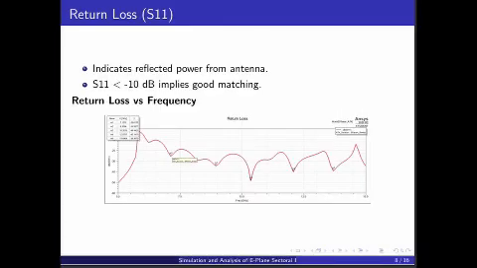The second one is return loss. Return loss or S11 tells us how much power is reflected back from the antenna. It is measured in dB. If S11 is less than minus 10 dB, the antenna is considered well matched. Lower S11 means better impedance matching, less reflection, more power radiation. So this graph helps us find the operating frequency range of the antenna.